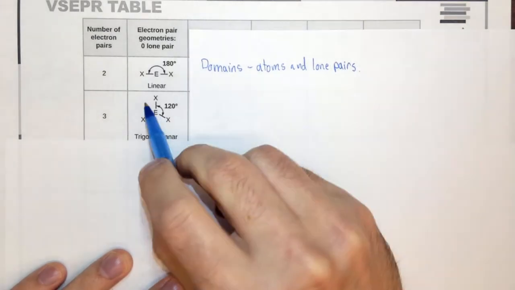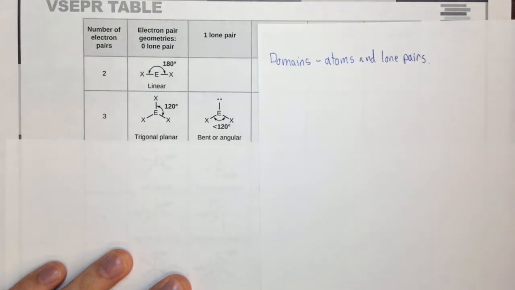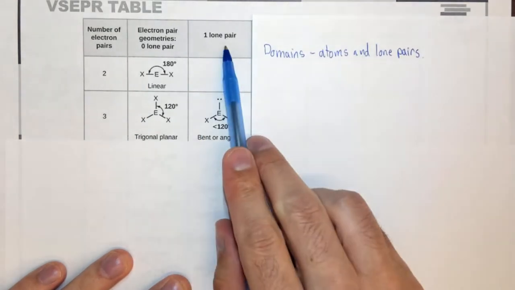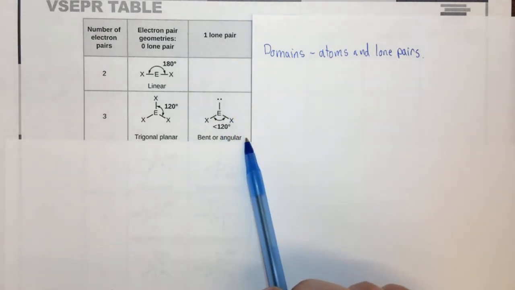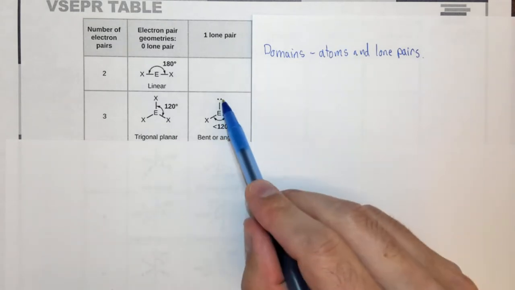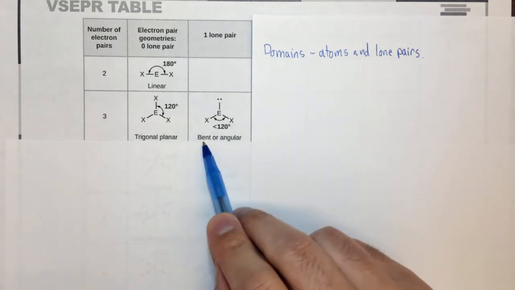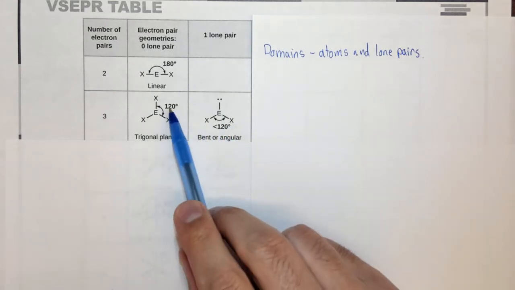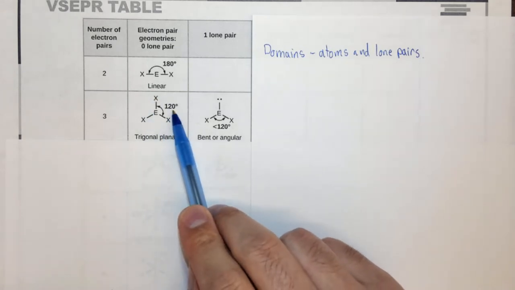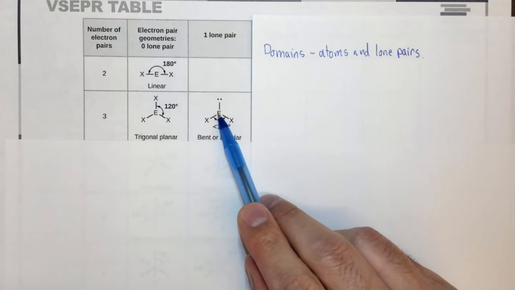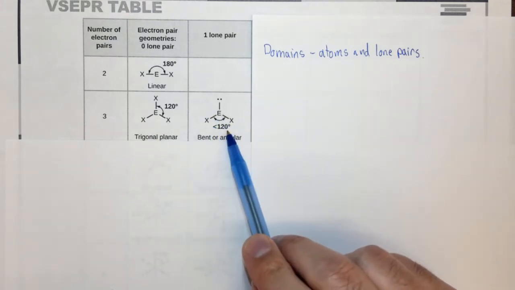Now, what happens if one of these three domains is one of these lone pairs? Well, now we go over on the table to one lone pair. And on the table, we call this bent or angular. And you'll notice that one of these three domains is a lone pair. The other two are atoms. You'll also notice that this compresses the bond angle. Here, the XEX bond angle is 120 degrees. Here, the XEX, where X and E just mean any atoms, is less than 120 degrees.